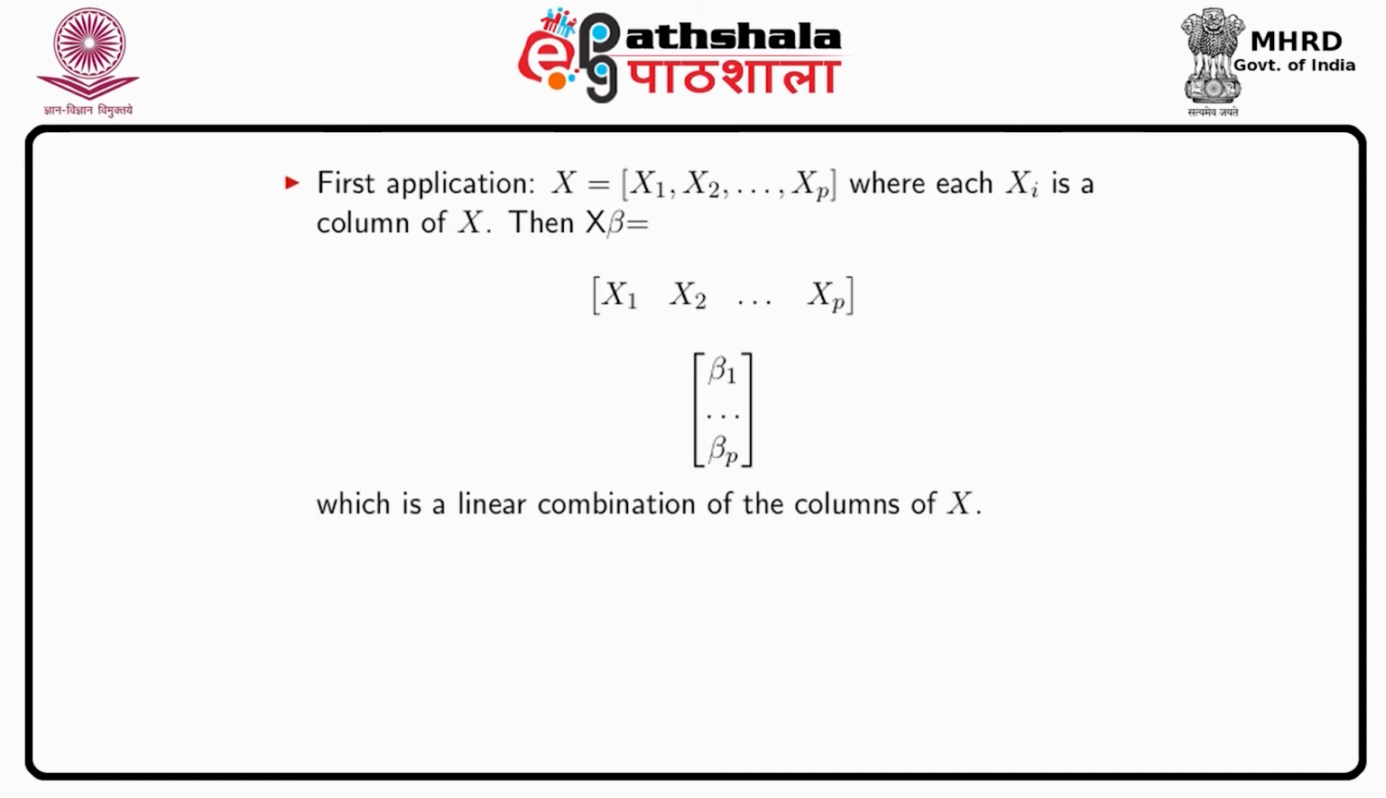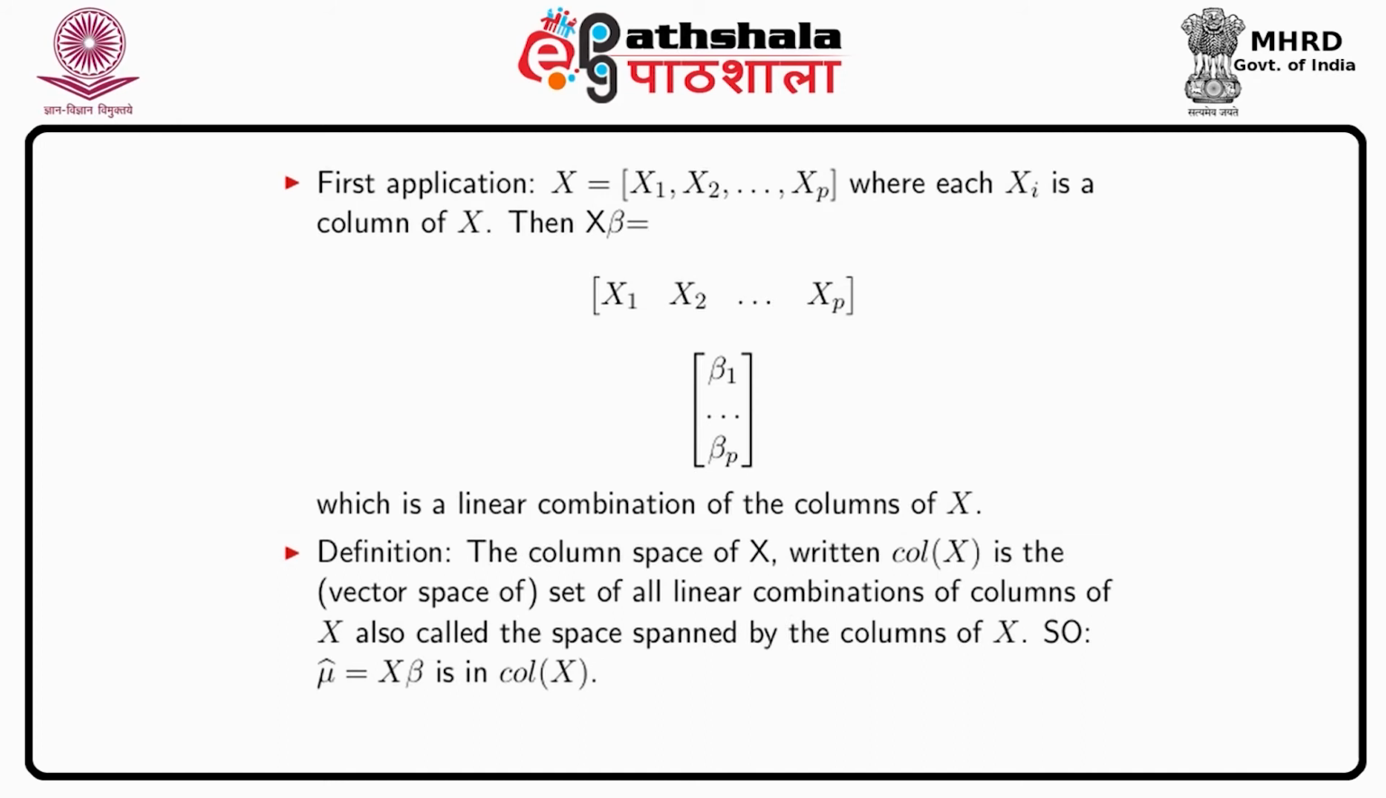So what we have is a resulting linear form, or a linear combination of the columns of X multiplied by the coefficients corresponding to each of them. So the form is beta 1 x1 + beta 2 x2 + ... + beta p xp, which is a linear combination of the columns of X. Now the column space of X, we need to keep this definition in mind. The column space of X, which is written as Col(X), is the vector space of the set of all linear combinations of columns of X, also called the space spanned by the columns of X.